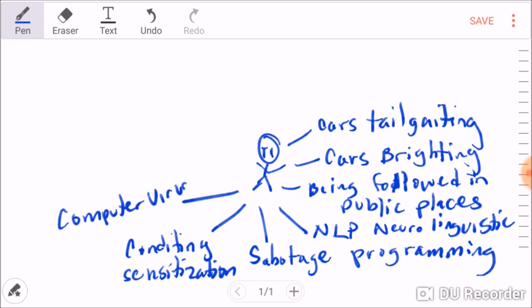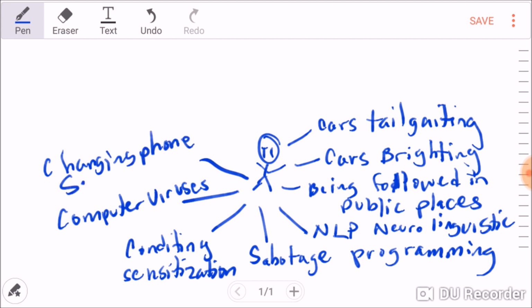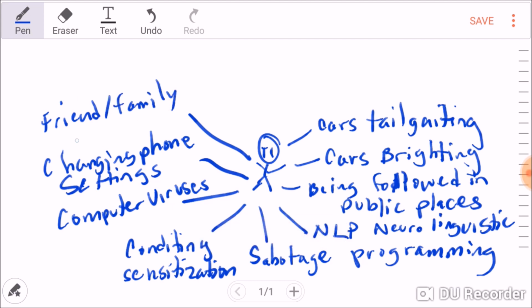They also instill computer viruses. And in addition to computer viruses, they also change the settings of your phone constantly. And as you see, all of this is adding quite a bit to this targeted individual. It just keeps on piling up. Then they usually have a friend or a family member betray you. They get them to be on their side, and they actually betray you.